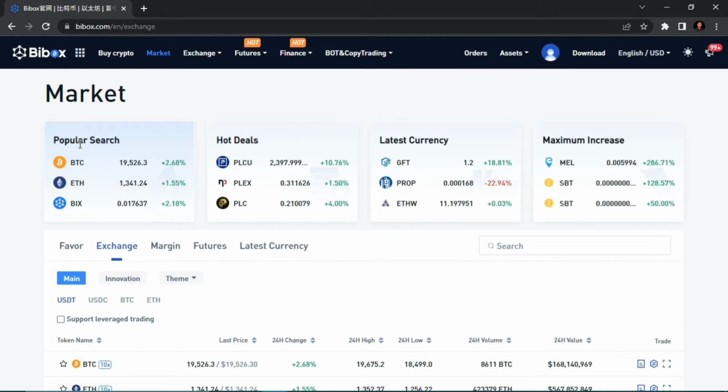This section here is showing the popular search. That is, more people have searched for BTC, Ethereum, and of course our native token, which is BIX. This is the popular search on Bibox.com. Hot deals. This is hot deals, like some people are performing these transactions on Bibox. This section is showing you new currencies that have been added to Bibox. Maximum increase. This is telling you the coins that have pumped so hard. Wow, this is amazing. This coin MEL pumped 286%. So this shows you the coins that have the maximum increase.